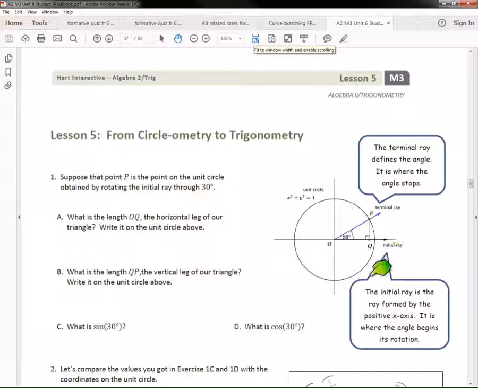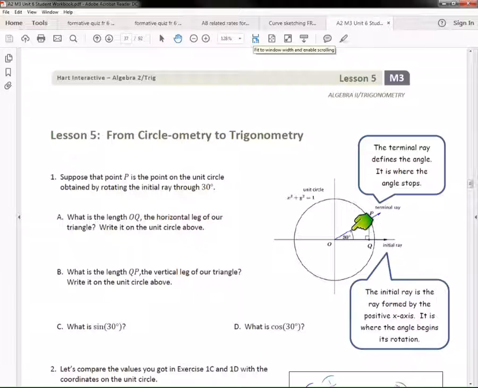The initial ray is the ray formed by the positive x-axis. It is where the angle begins its rotation. So this is the initial ray right here. And then look, there's another word right here: terminal ray. The terminal ray defines the angle. It is where the angle stops. Okay, so we have a starting point and an ending point.